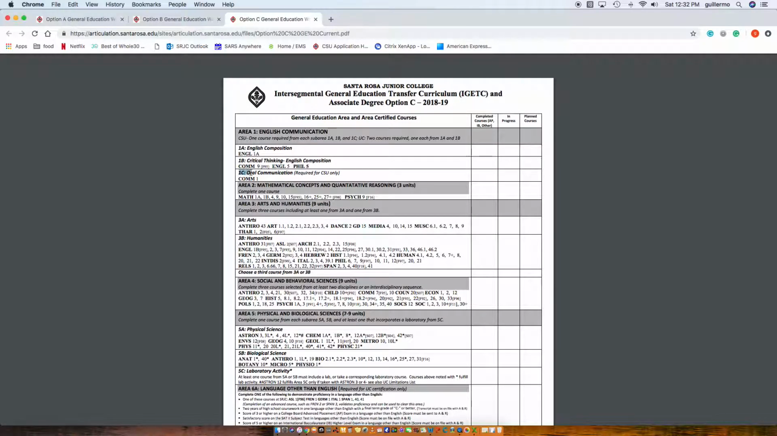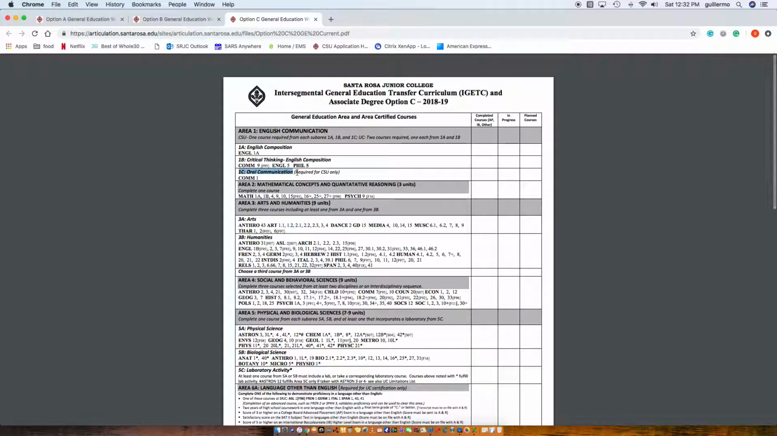For this 1C, oral communications, this is only for a Cal State University only. So if you're planning to apply to a Cal State, then we're going to take a speech class. But if not, then we don't have to worry about it. Now, look at this. Remember, IGETC only is willing to accept classes titled 1 to 47. So as you can tell, you only have one speech option for IGETC.